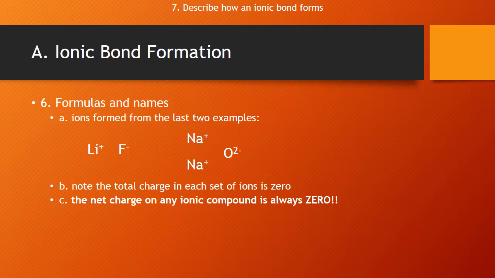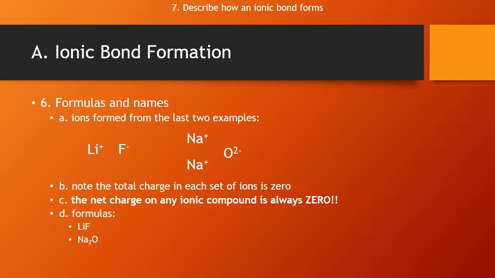In other words, what we're showing here is that the net charge in any ionic compound is always equal to 0. If we were to write formulas for these compounds, they would be as follows. For the lithium fluoride, it would simply be LiF. Notice we do not include the charges of the ions in the formulas for the compounds. We also always write the cation first. Recall the cation is the positively charged ion, so the lithium goes first.